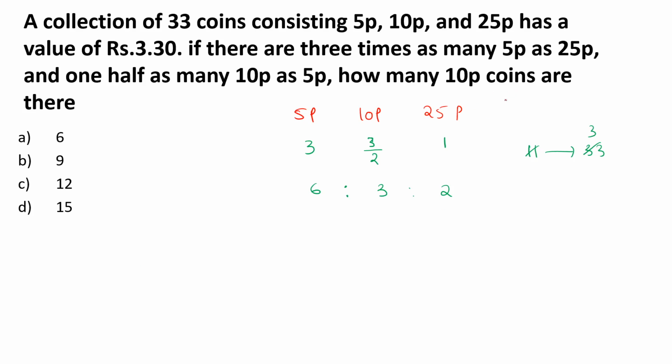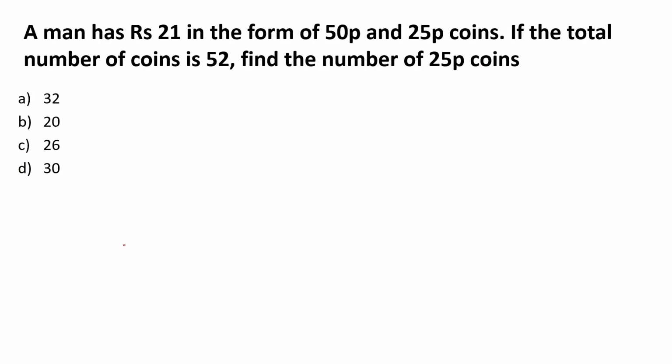We need to find the number of 10 paisa coins. The number of 10 paisa coins according to us is 3, but the actual number would be 3 times what we assumed, that is 9. Number of 10 paisa coins would be 9. Option B would be our correct answer. Next one.